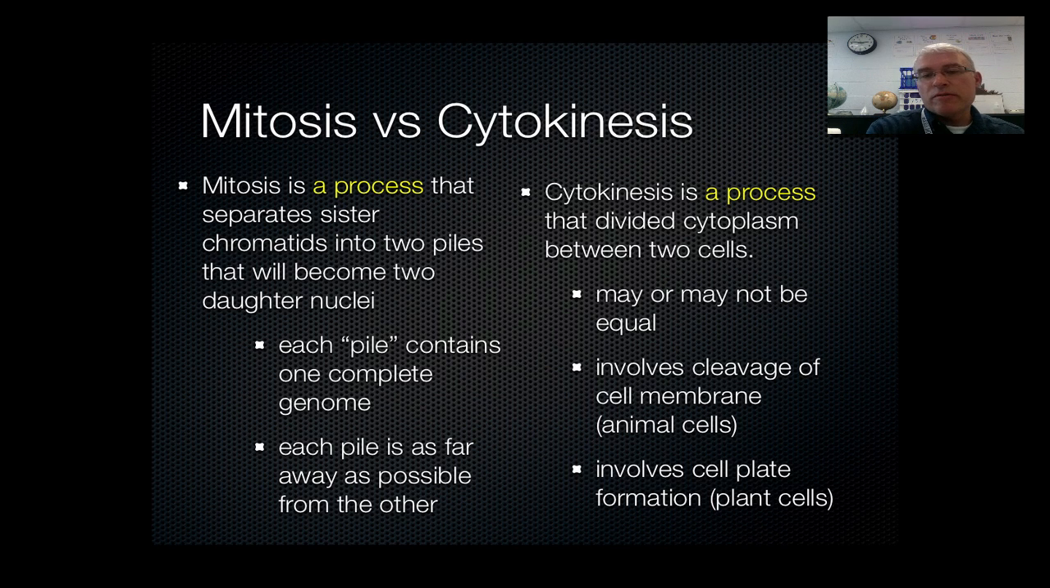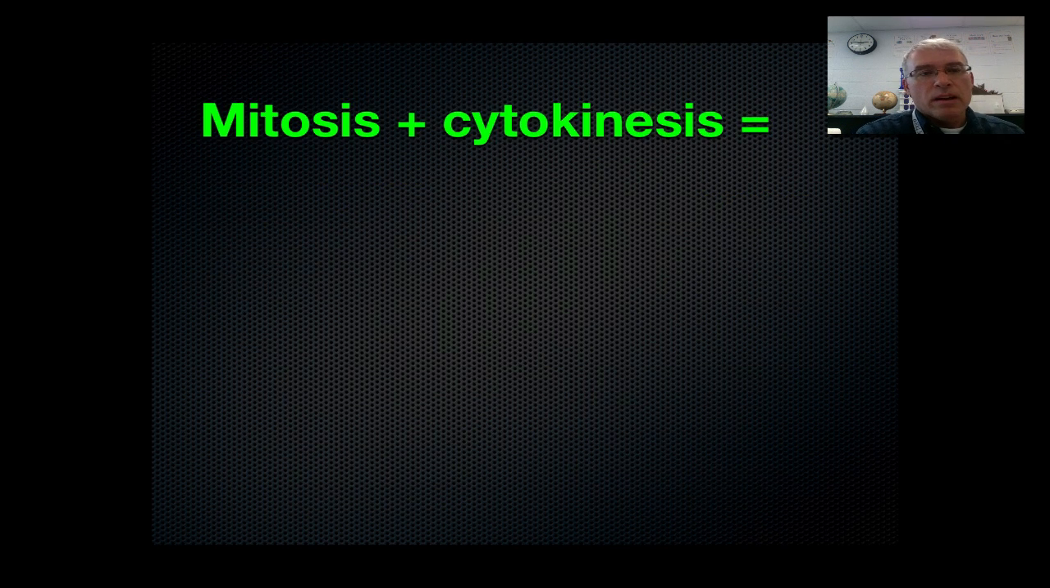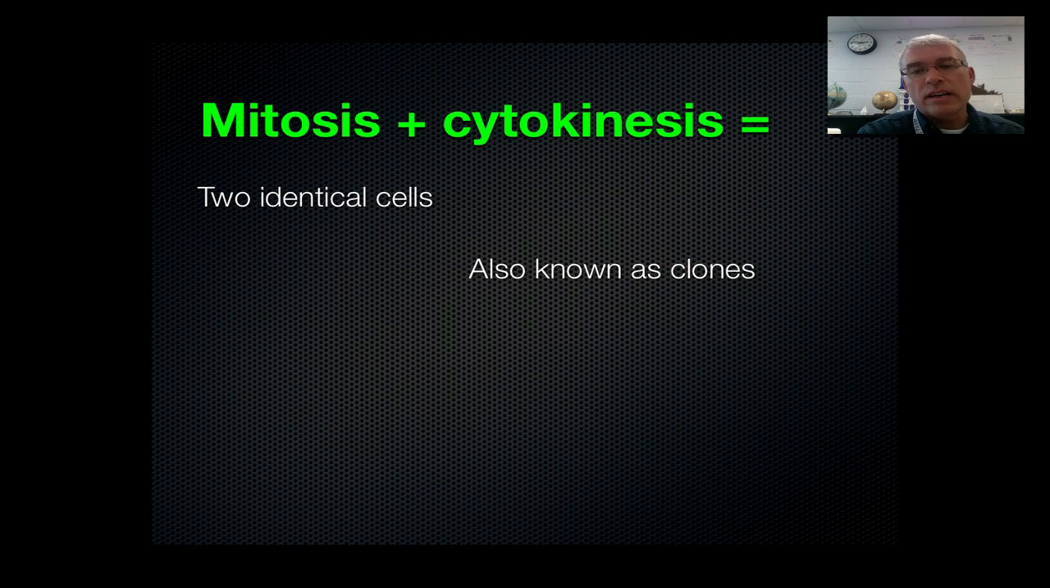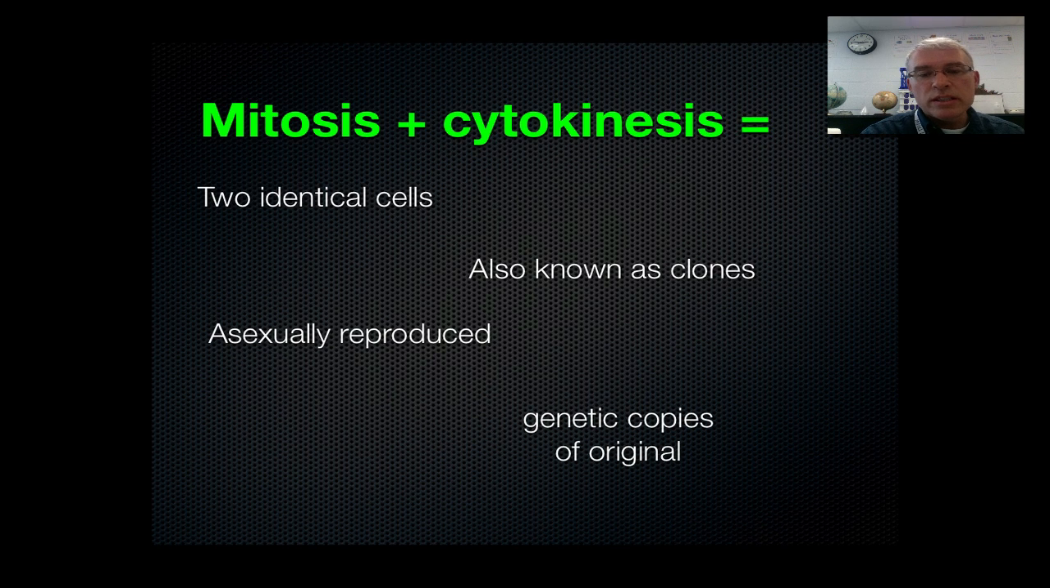Plants and animals differ a little bit in the way they do cytokinesis. We'll talk more about that later. Okay, mitosis plus cytokinesis together gives you two identical cells. They're also known as clones, also known as asexual reproduction, and each of those clones is a genetic copy of the original.